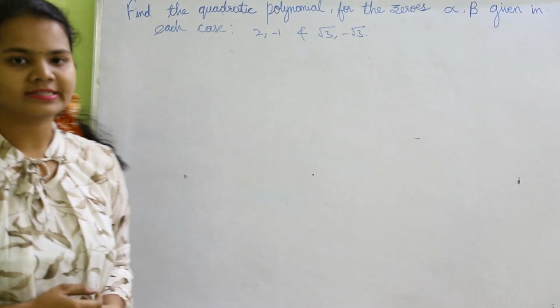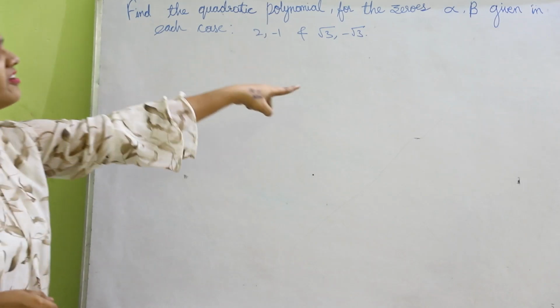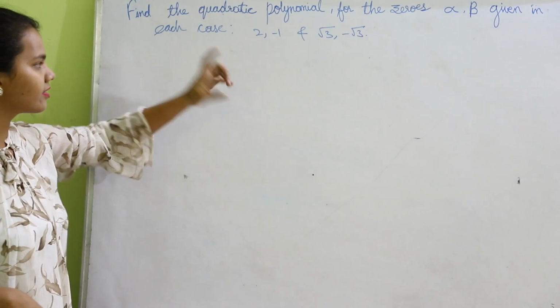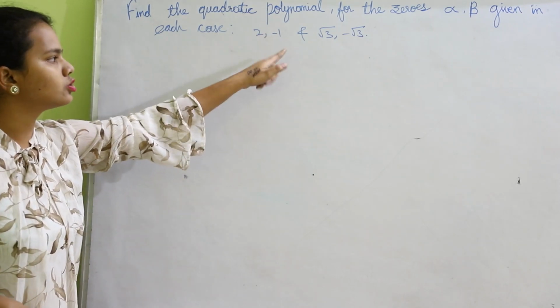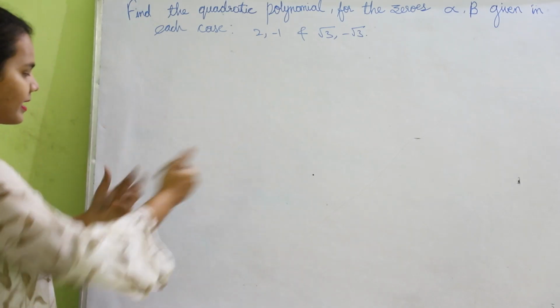Here we have the next one. Find the quadratic polynomial for the zeros alpha, beta given in each case. So 2, minus 1 and root 3, minus root 3. Here we must find the quadratic polynomials for the zeros alpha and beta given as numbers. Two examples are here: 2, minus 1, and root 3, minus root 3. First let's solve 2, minus 1.